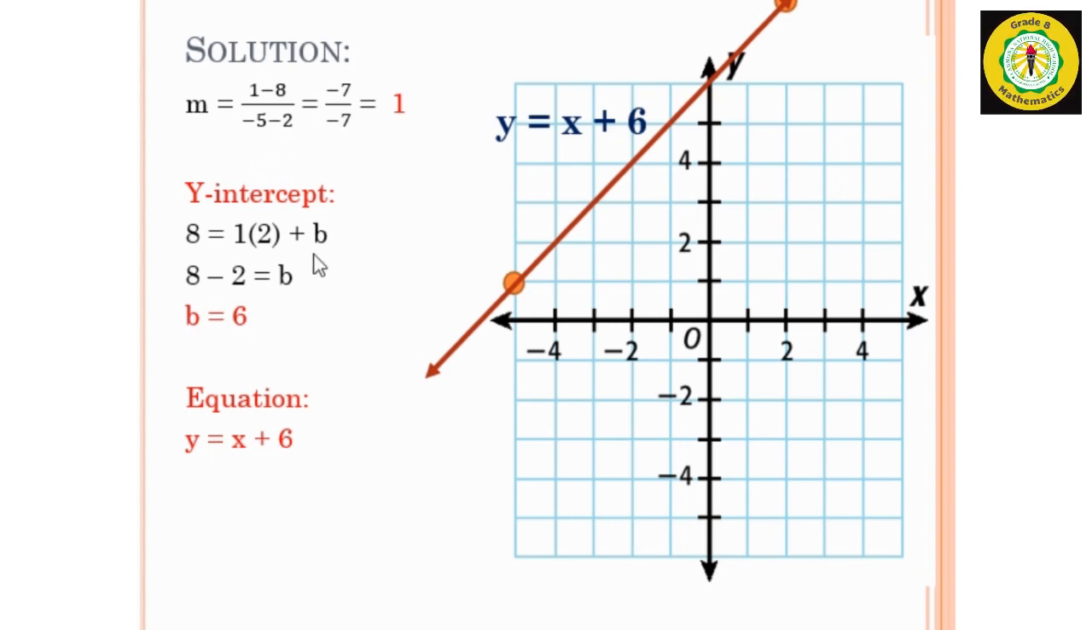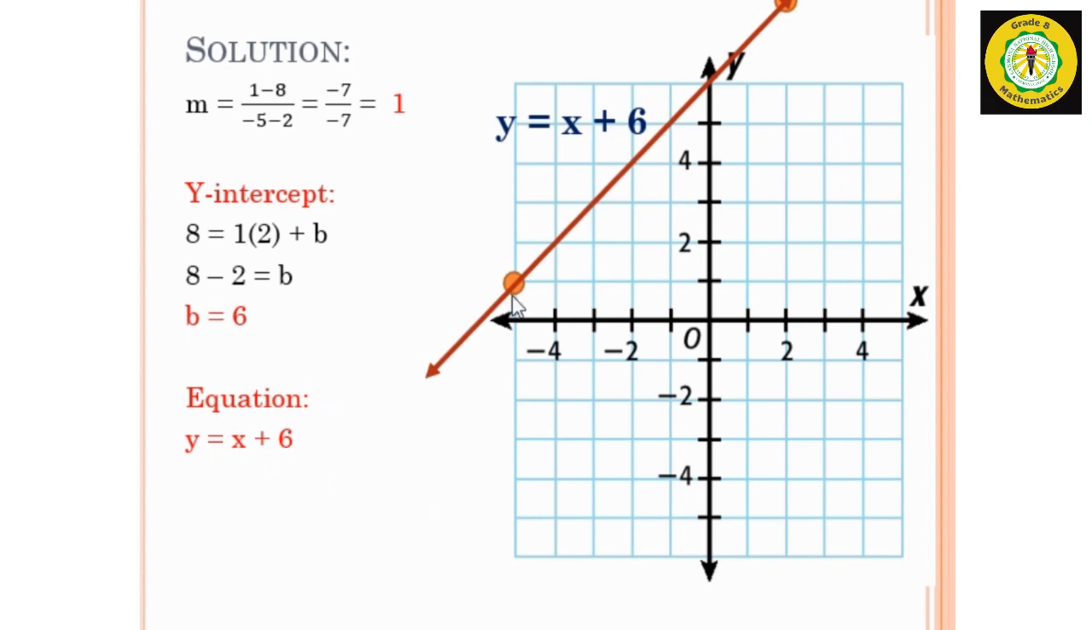And for our y-intercept, again, we just need to substitute. So 8 equals 1 times 2 plus b. b is our unknown. So 8 minus 2 equals b. So b equals 6. And then for our equation, y equals x plus 6.